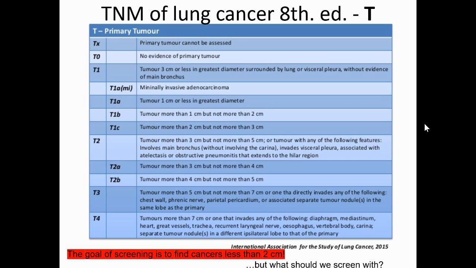So the 8th edition of the TNM of lung cancer is relatively new, and it contains a lot of new information, of which the main new information is that the T1 and the T2 have been divided up into T1A, B, and C. So now a T1A is a tumor which is less than 1 centimeter, a T1B is a tumor which is between 1 and 2 centimeters, etc. Now, between the 7th and the 8th edition, a lot of lung cancer screening trials have been done, and the data that comes out of those screening trials showed that it's actually worth separating the T1s into 3 different categories because a T1A cancer has a different survival rate than a T1C cancer.